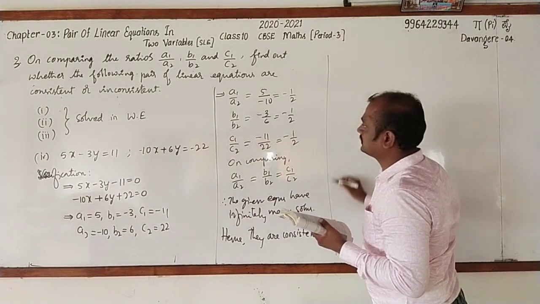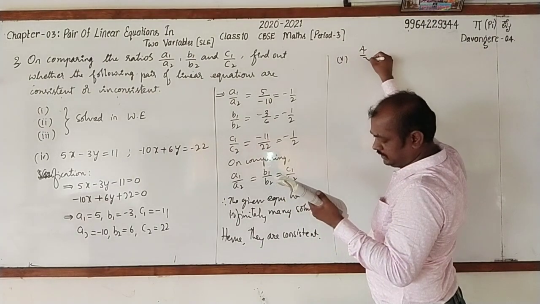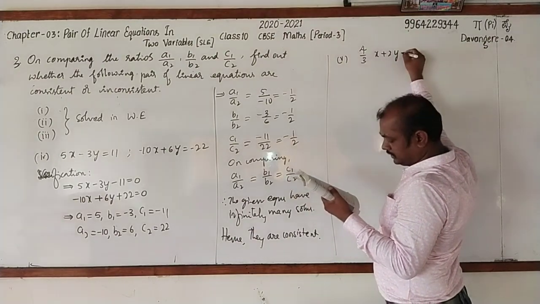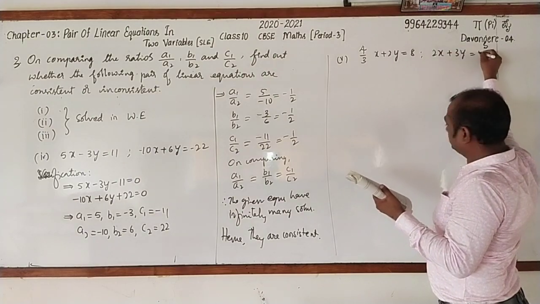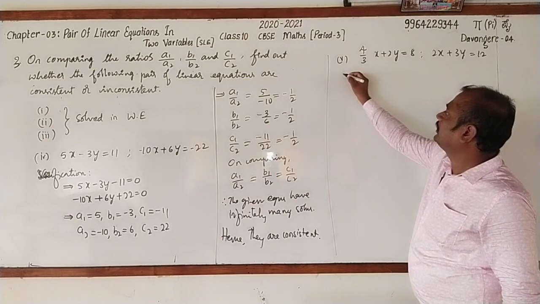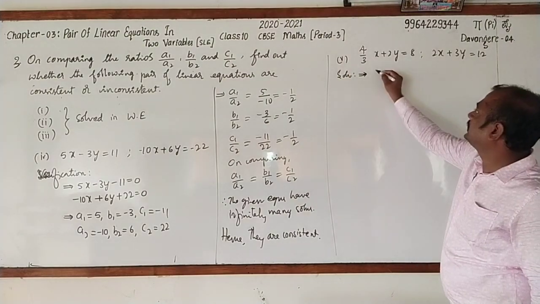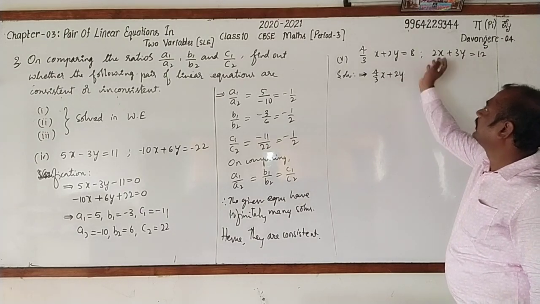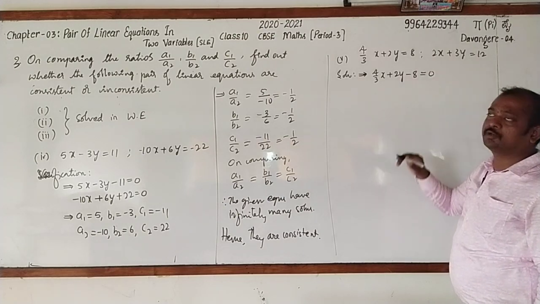Another sub question is, it is 4 by 3 into x plus 2y is equal to 8 and 2x plus 3y is equal to 12. Here, first let us write them in standard form. It is 4 by 3 into x plus 2y. Take 8 to the left hand side. Minus 8. It's equal to 0.